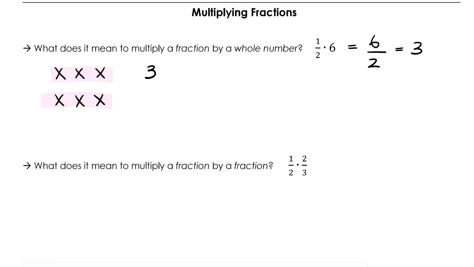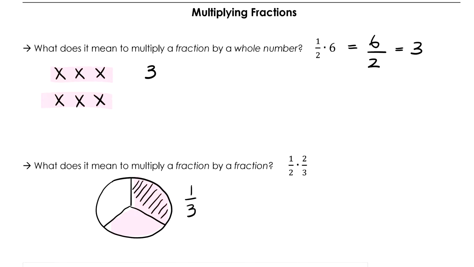Let's try and connect this now to multiplying a fraction by a fraction. What is 1/2 of 2/3? Well, we can't represent 2/3 using X markers because X markers are for wholes. So let's choose a different type of diagram, like a pie chart, for example, and split it into thirds. Now we need to represent 2/3 of this diagram. Okay, so what's 1/2 of the pink shaded area? That's right, it's 1/3. So 1/2 of 2/3 must be 1/3.